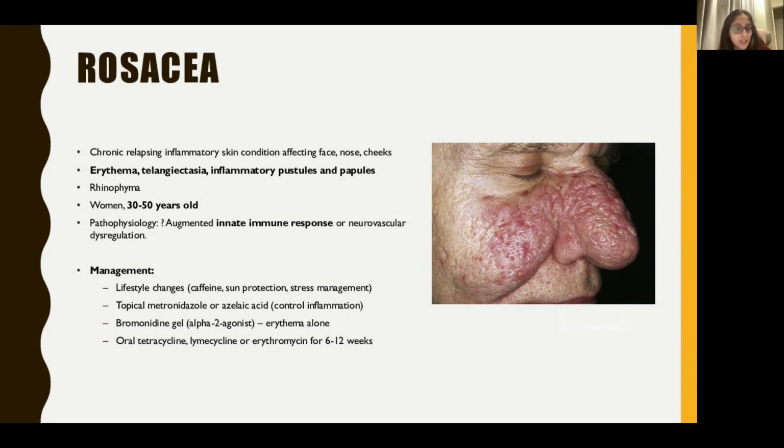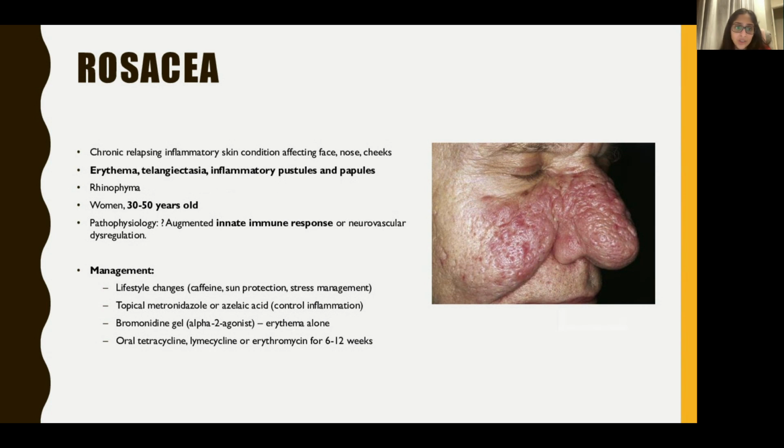And with regards to the pathophysiology, there is some inclination that it's related to the innate immune response or neurovascular dysregulation. So, rosacea can often be triggered by lifestyle triggers. So, this includes caffeine and stress. So, it's important that we advise the patient to monitor if that's making an effect, such as the caffeine, and also advise them to have sun protection.